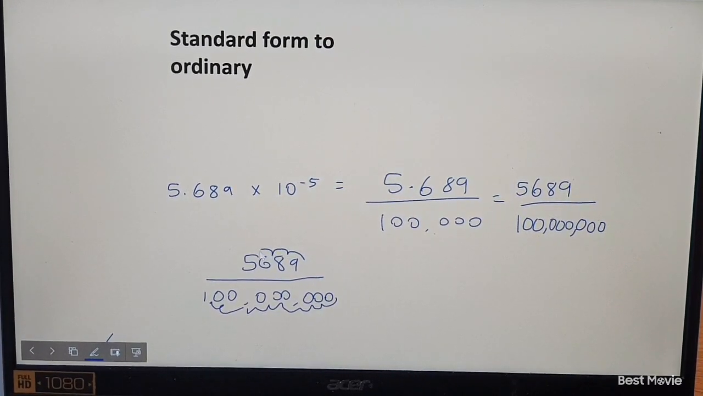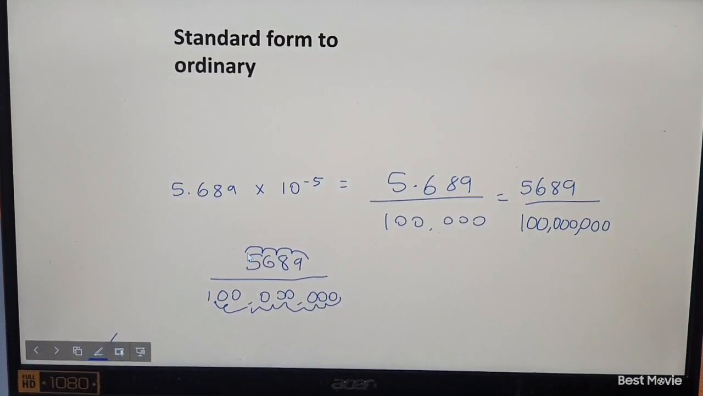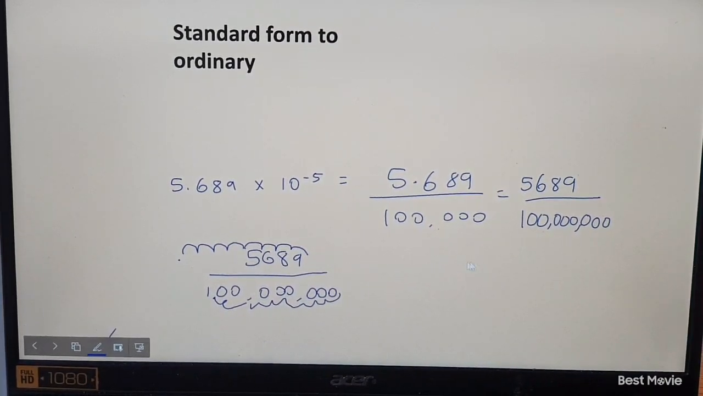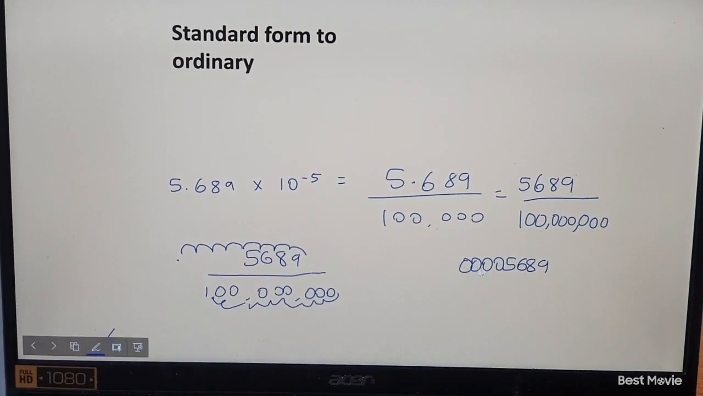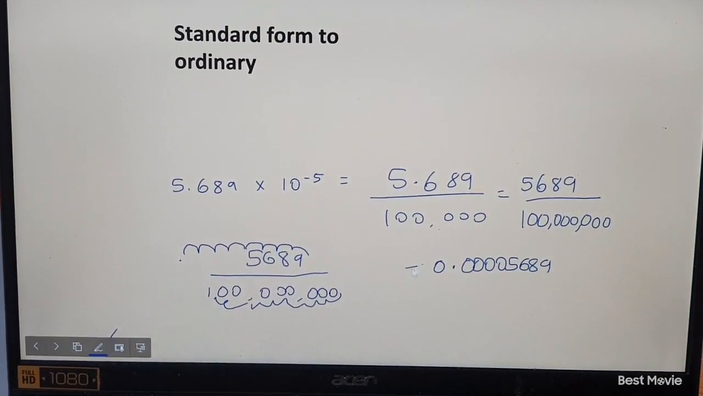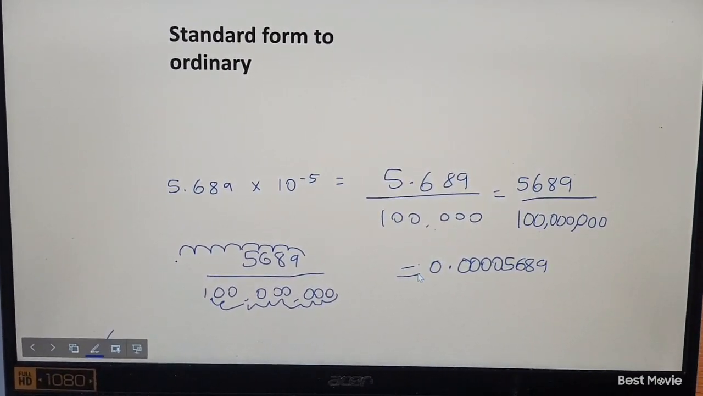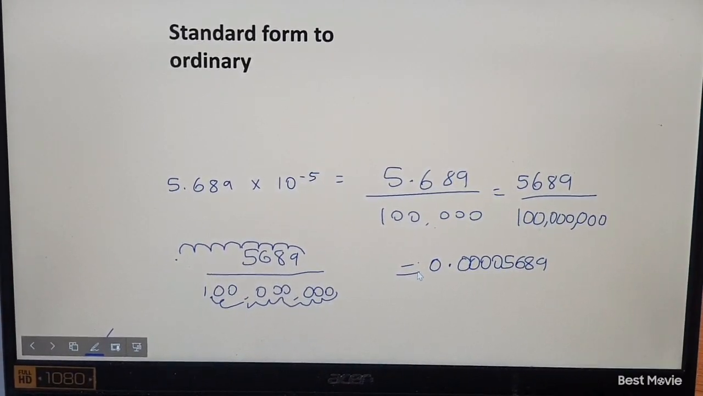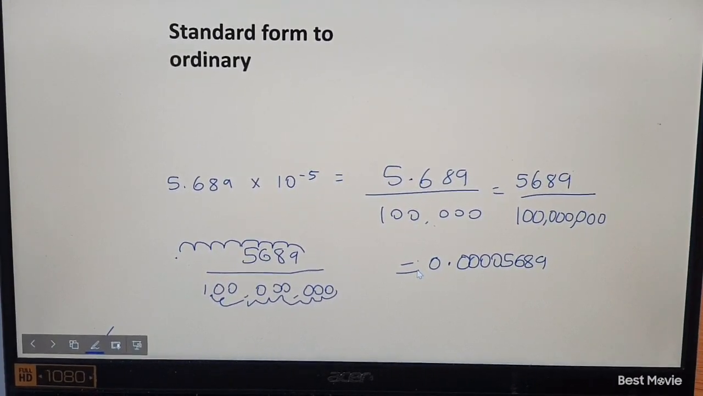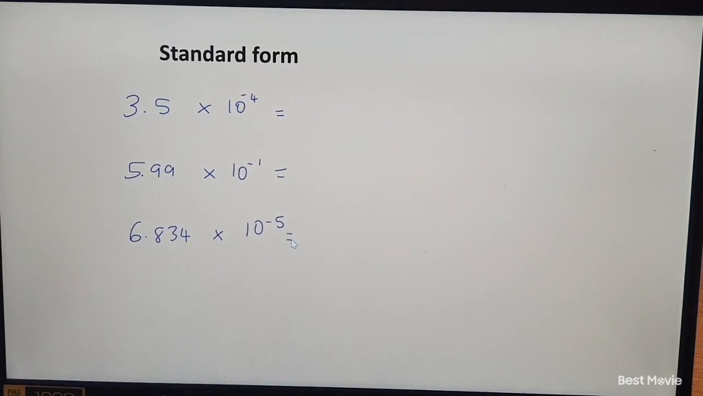So 1, 2, 3, 4. So that means I'm going to need 4 zeros in front of the 5 before the decimal point. So 1, 2, 3, 4, and then a decimal point. So 1, 2, 3, 4, 5, 6, 8, 9, and then my decimal point. Okay, so there's a few more steps involved in the standard form with negative power of 10, but it just needs a little more practice on your part and you'll definitely get it. Here are some examples for you to try. Pause the video and have a go.